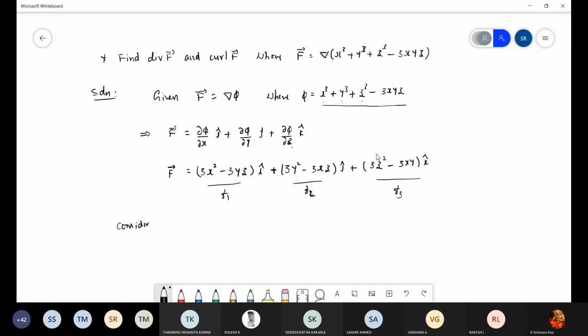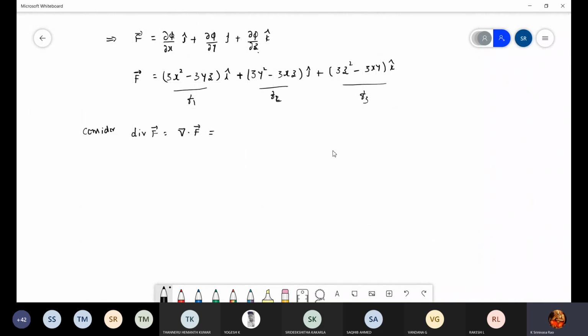Now consider div f, that is equal to del dot f. If you write the symbol, then you can understand at least. So what is the del dot f formula? Anyone? Dou f1 by dou x plus dou f2 by dou y plus dou f3 by dou z, without i, j, k. This is a dot product.